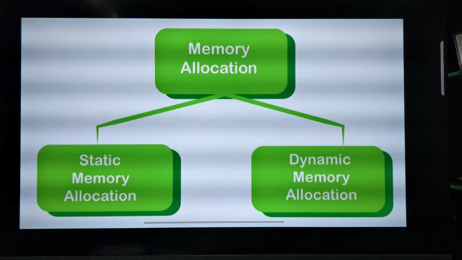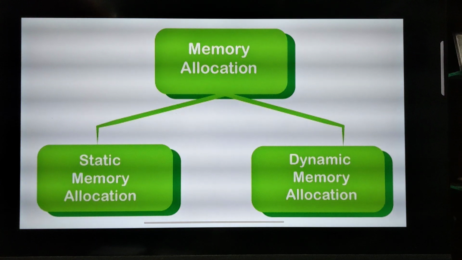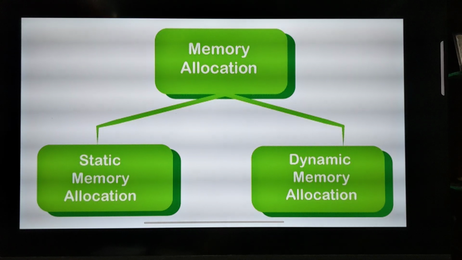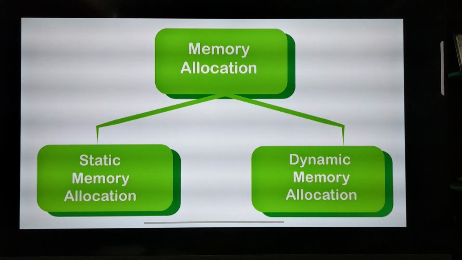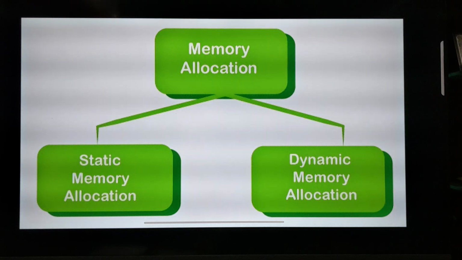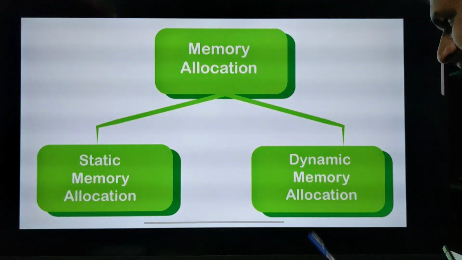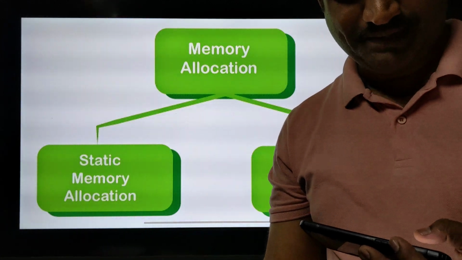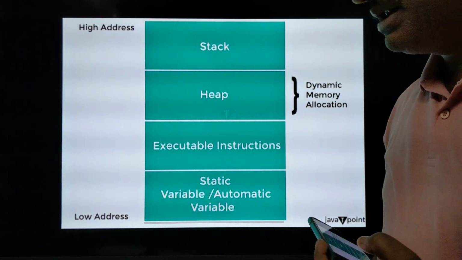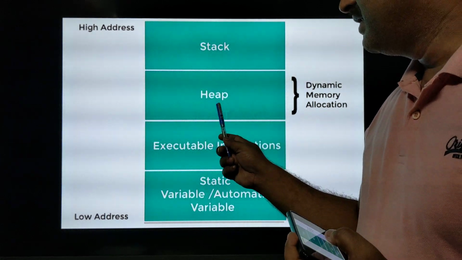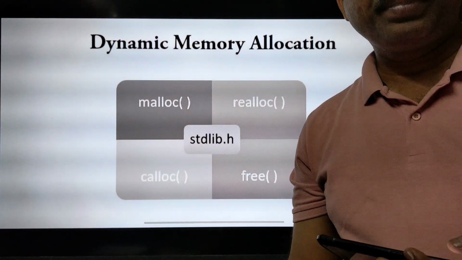So basically, what do you mean by dynamic memory allocation? Memory allocation is of two types, static and dynamic. Static means memory allocated at compile time, whereas dynamic means memory allocated at runtime. The dynamically allocated memory is allocated in heap memory.